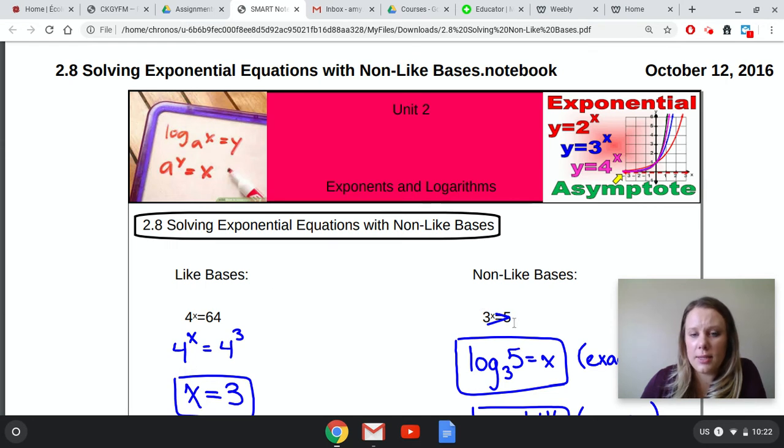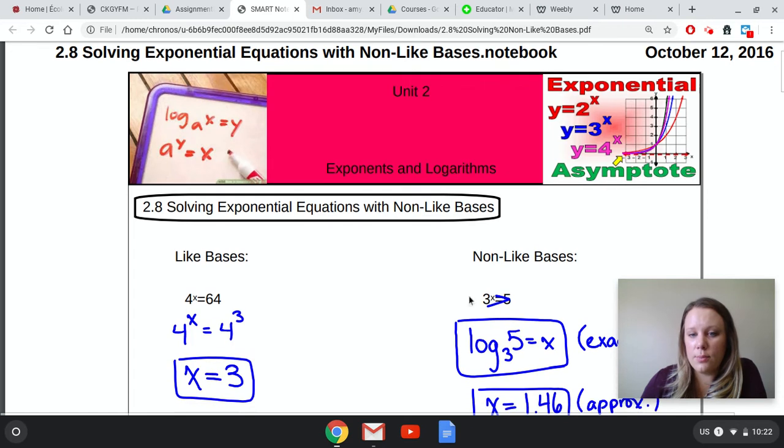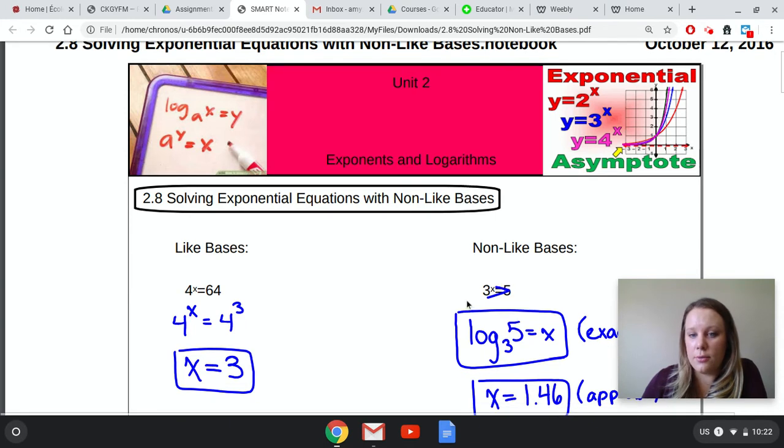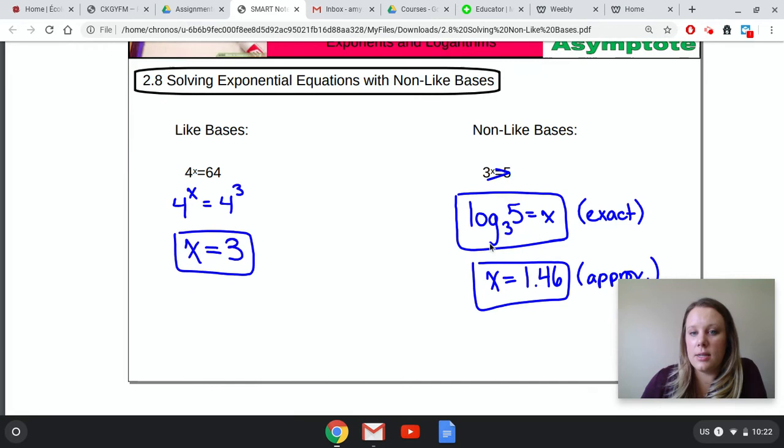Now, if you look at one like this, 3 to the x equals 5, there's no way of writing 3 and 5 with the same base. This is what we're doing today. We've looked at simple ones like this where we use the 7 rule to write this, since it's in exponential form originally, as a logarithm. So starting at the base of 3, we will write this as log base 3 of 5 equals x, applying our 7 rule.